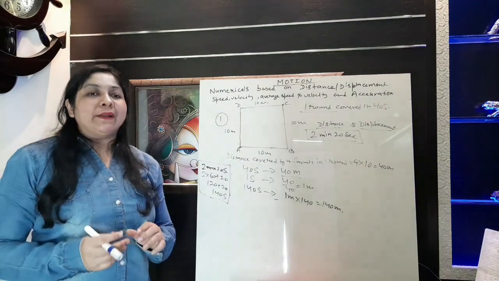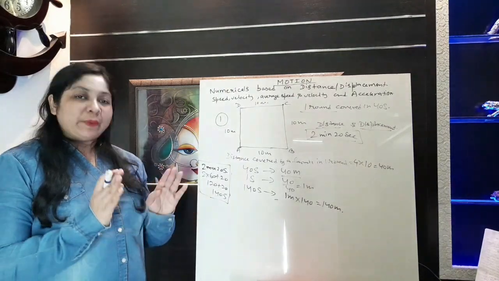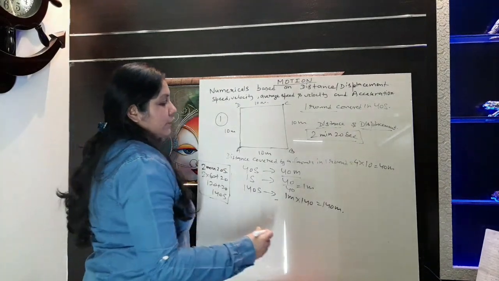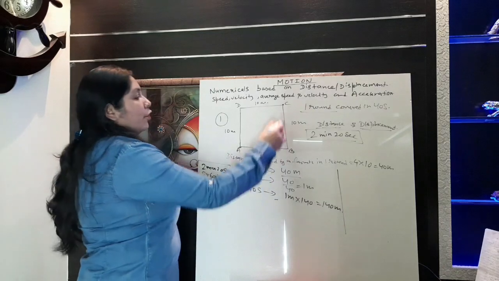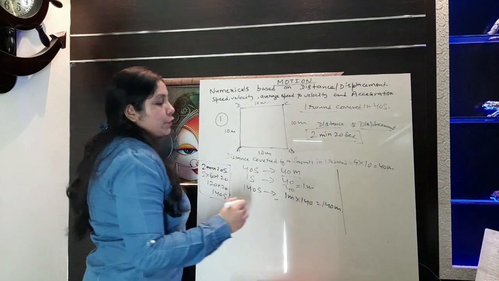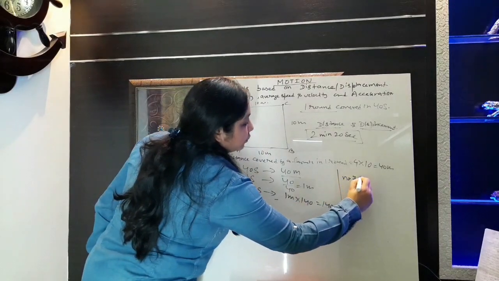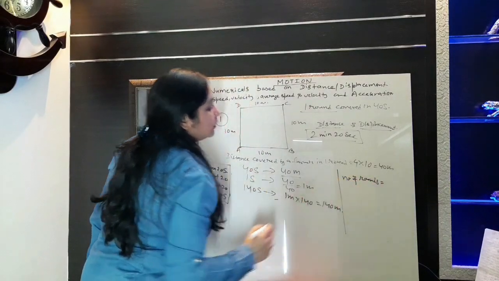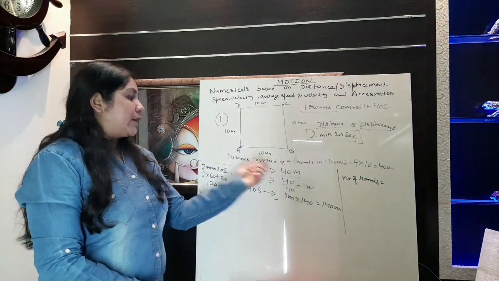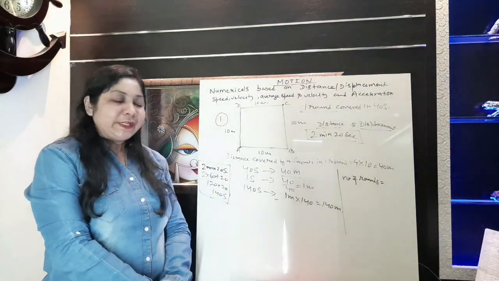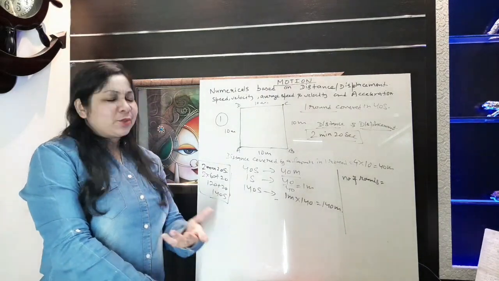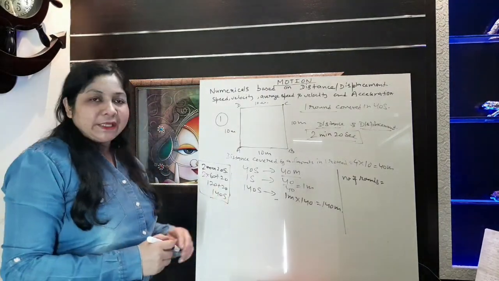Now we are going to find the displacement covered by the farmer at the end of 2 minutes 20 seconds. For that we need to find how many rounds the farmer is completing here. To find the number of rounds, we can do two things. Either divide the total time by the time of one round, then also you will get it, or divide the total distance by the distance of one round, then also you will get the number of rounds. So I am just taking time here.